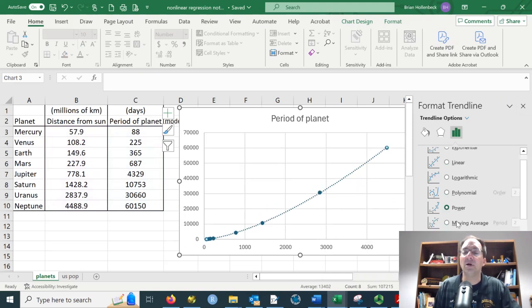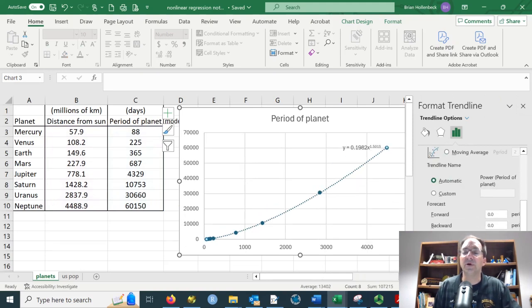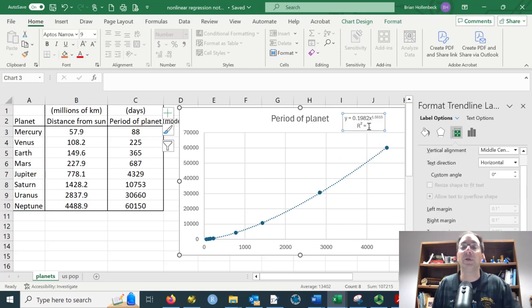We can hit power, ask for the equation and the r squared value, and sure enough, we get 0.1982 times x to the 1.5 with an r squared of 1. So, in general, it makes sense just to do it this way. That other way illustrates what's going on behind the scenes, so we understand why it does what it does.